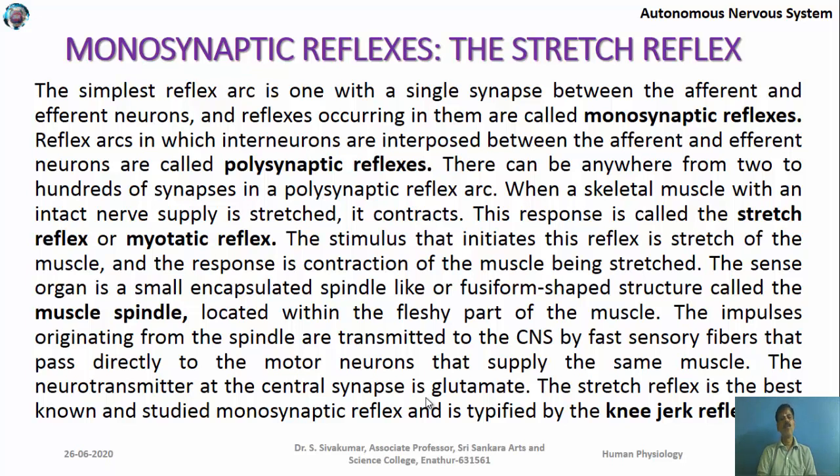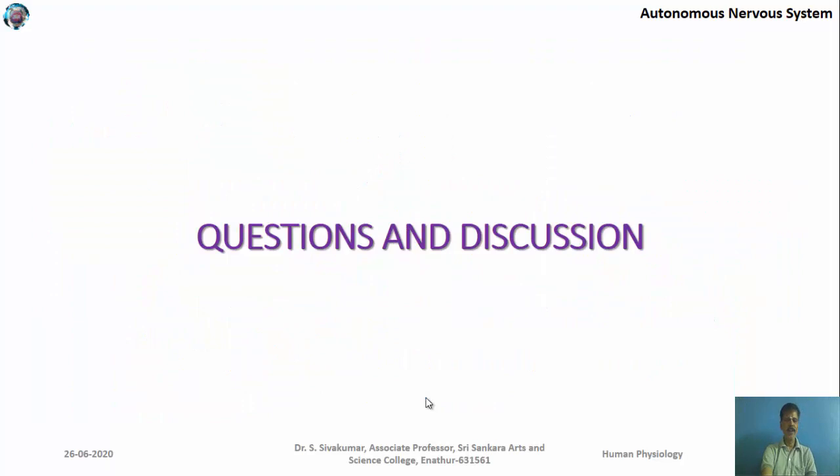So this is how the autonomic nervous system as well as the nervous system provides and controls the functioning of our body. So with this I would like to conclude the autonomic nervous system presentation.